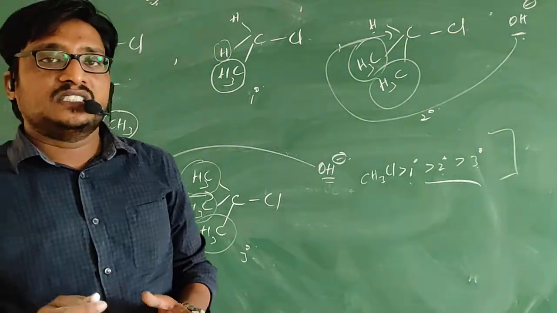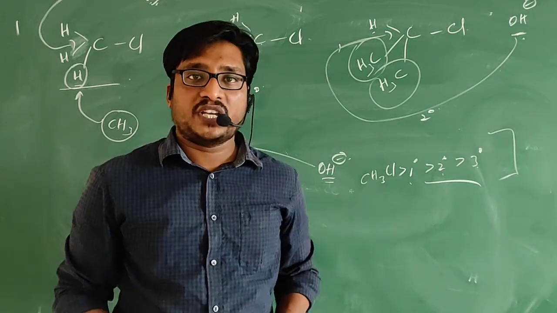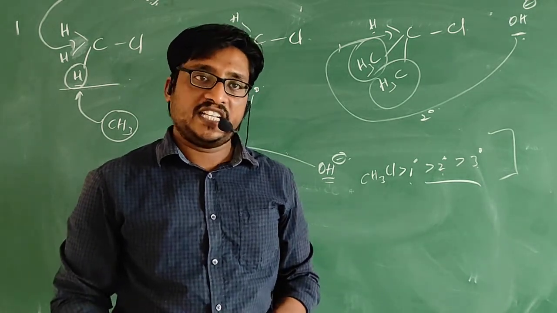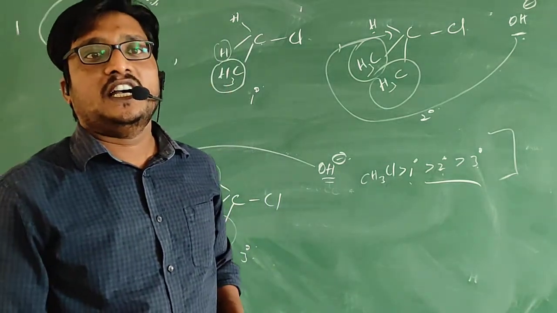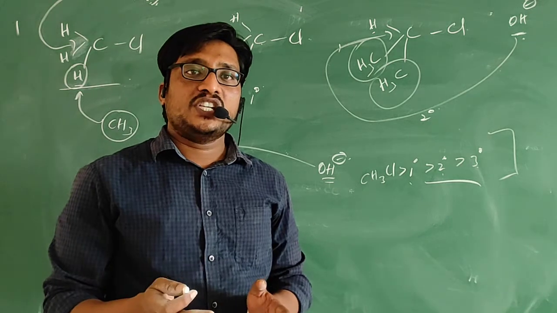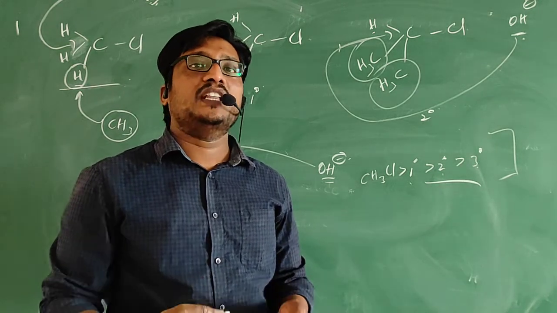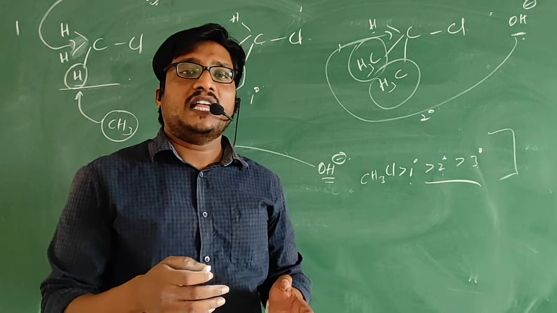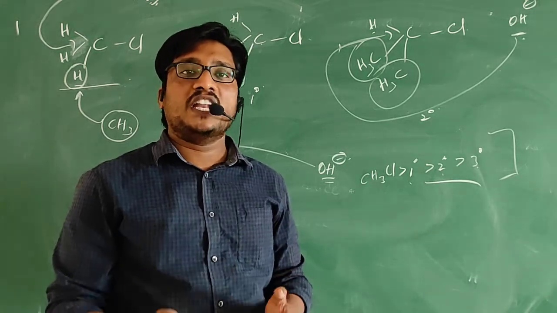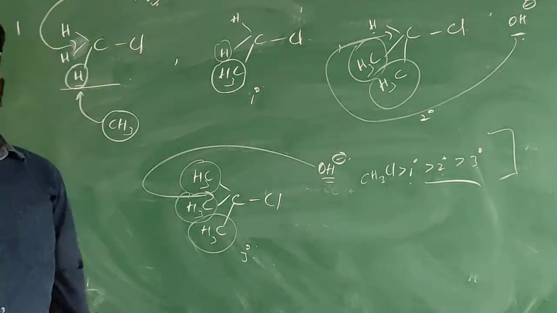And since the product has inversion in configuration when compared with the reactant, we also call this SN2 Walden inversion. Inversion in configuration will take place in the product when compared with the reactant. So that inversion we call Walden inversion. So these are the things about the SN2 reaction.